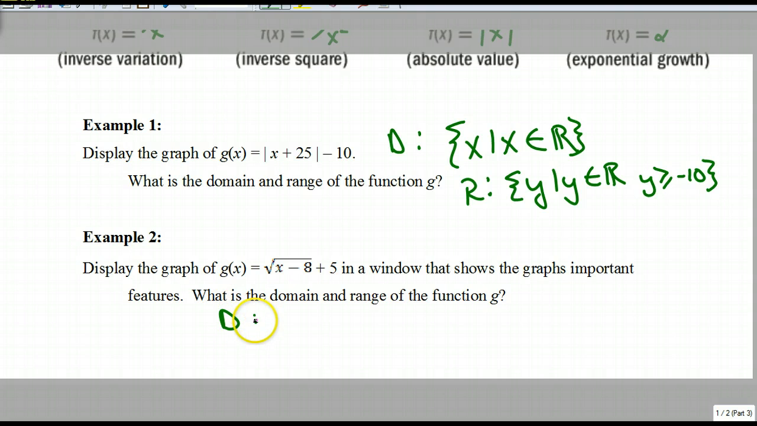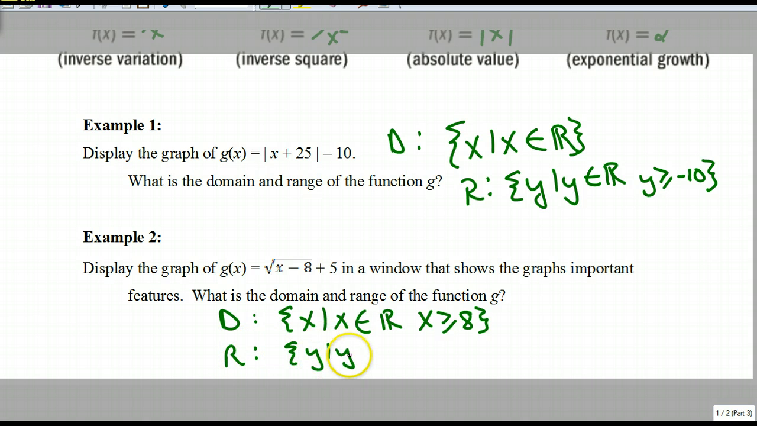The domain on this is x such that x is all real numbers, and then x is greater than or equal to, what's that number? Can you go back? It's 8. Oh, 8. Okay? Range is y such that y is all real numbers. Y is greater than or equal to what do you think from the equation? What do you think it'll be? 5. Good.